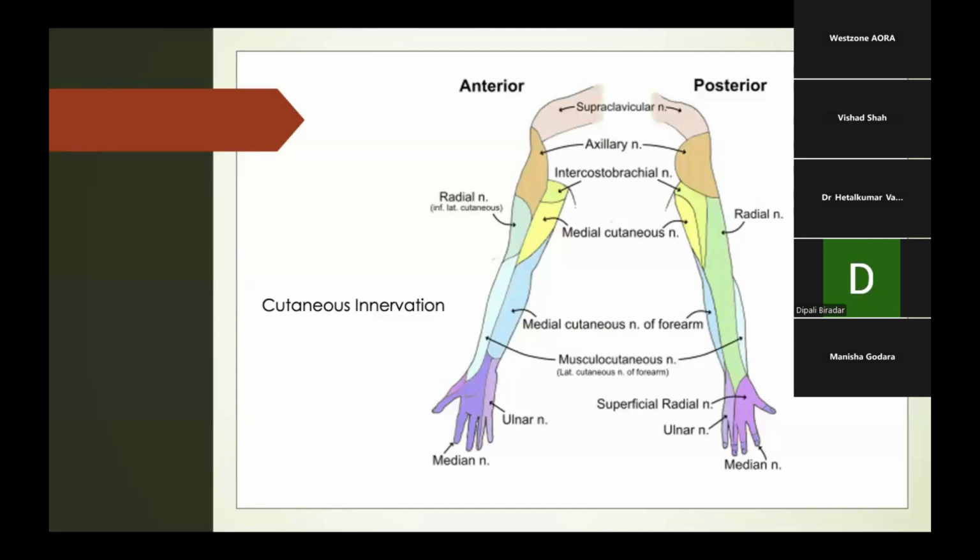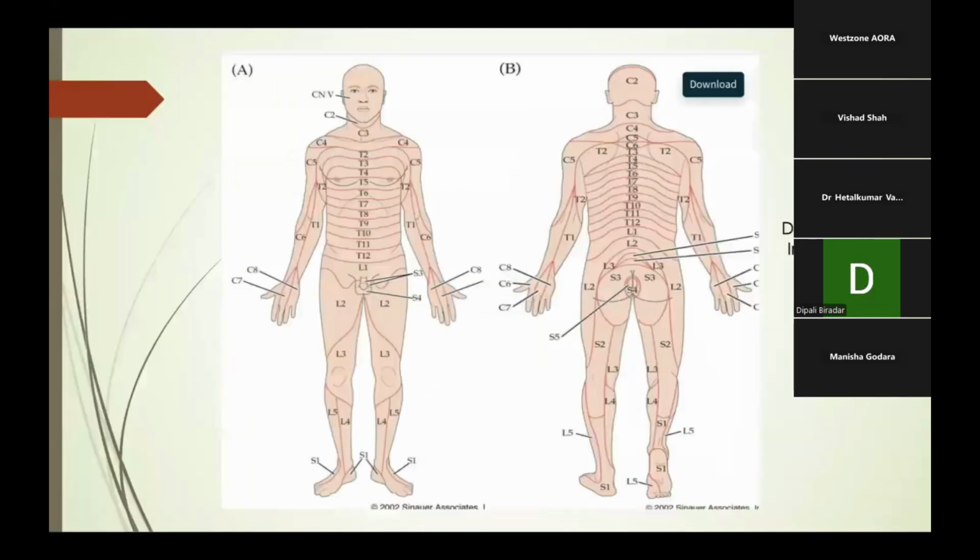So this is the cutaneous innervation of all the nerves which mainly supply the upper limb. And this is the dermatomal innervation, which we can see here in the image.